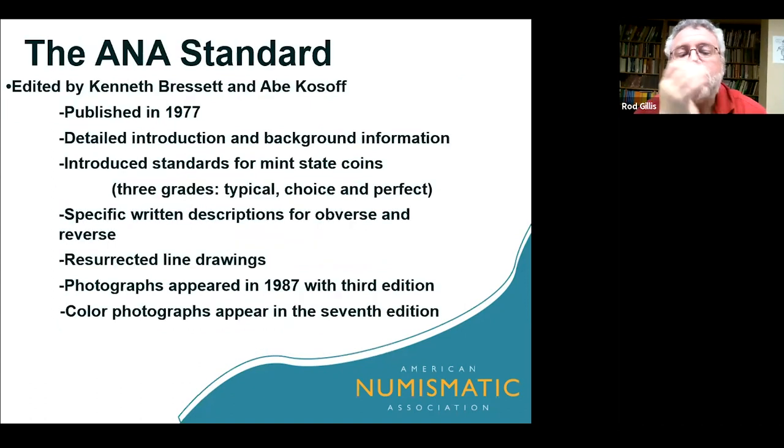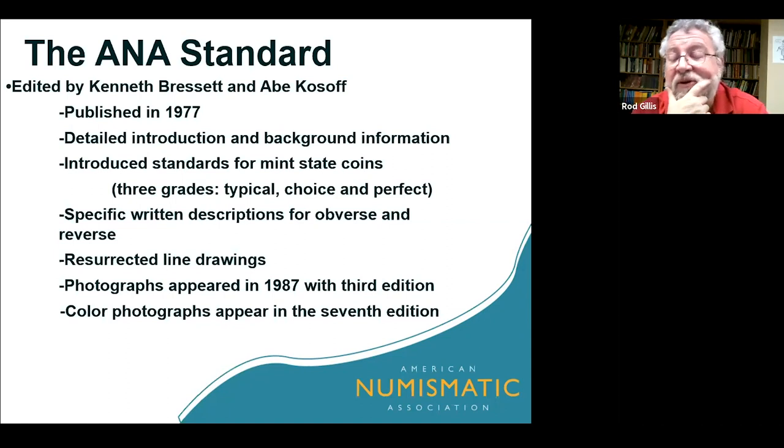And then Ken Brissett and Abe Kossoff in 1977 published the ANA Standard Guide to Grading. They introduced standards for mint state coins, really for the first time. And they basically had three grades, typical, choice, and perfect. There are specific written descriptions for both the obverse and reverse. They at that time resurrected the line drawings. Actual photographs appeared in 1987 with the third edition. And color photographs appear in the seventh, which is the latest edition.